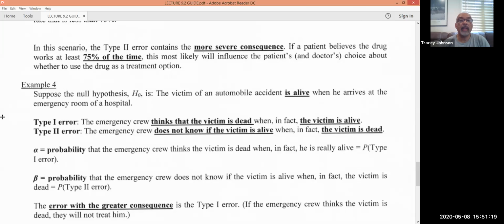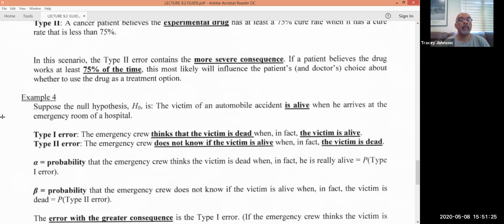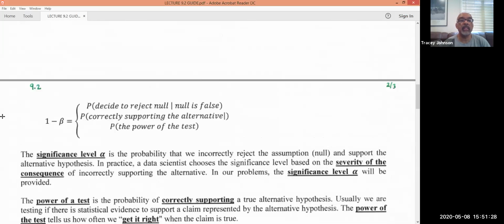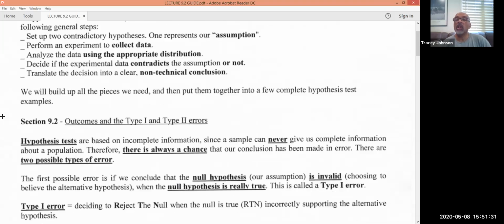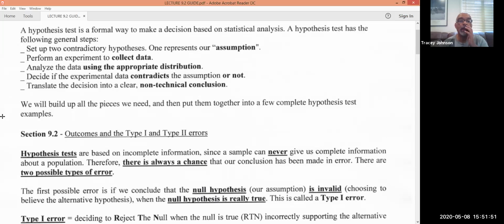All right, so that is it for section 9.2, a rather short section. This is the section that discusses type 1 and type 2 errors. We've seen a type 1 and type 2 error. We understand that the probability of a type 1 error is equal to alpha, the significance level. The probability of a type 2 error is beta, and the power of the test is 1 minus beta. These are things we're going to use in our analysis later on, 3 sections away at this point.